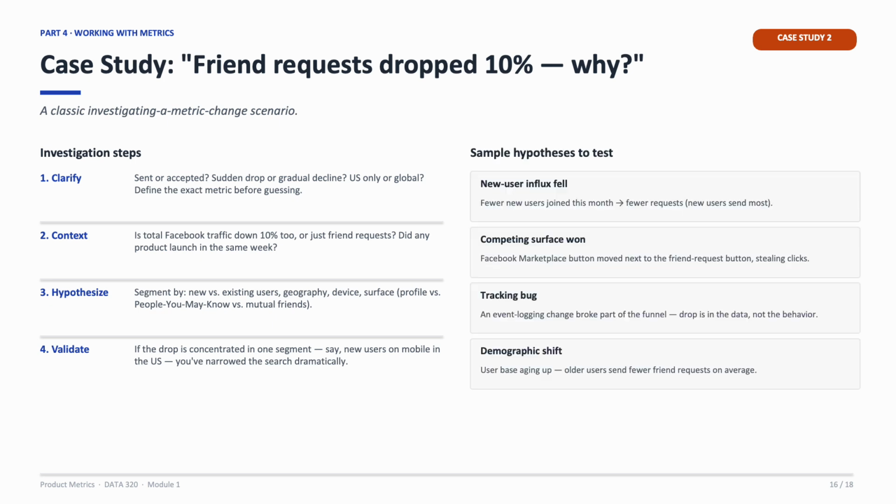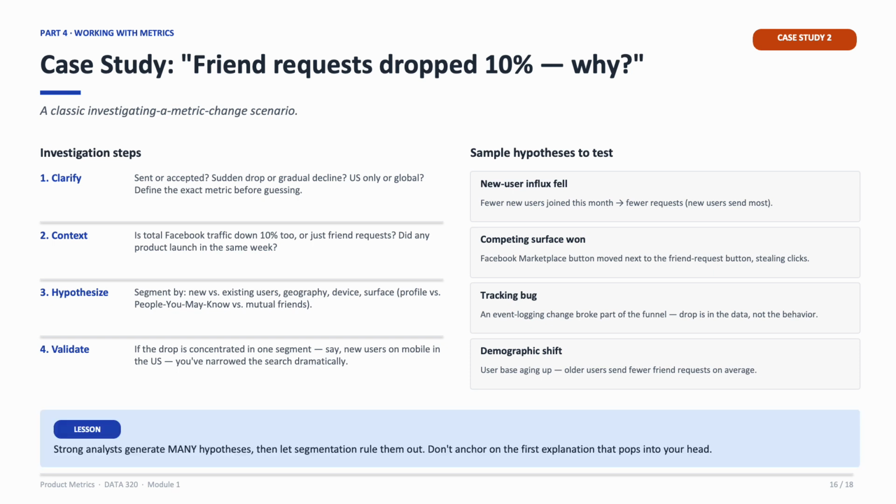The right side shows 4 different hypotheses, and notice how different they are. New user influx fell, a demand side change. Competing surface: a Facebook Marketplace button moved next to the friend request, stealing clicks. Tracking bug: a logging event got blocked in part of the funnel, so the drop is in the data, not the user behavior. Demographic shift: the user base is aging up, and older users send fewer friend requests on average.